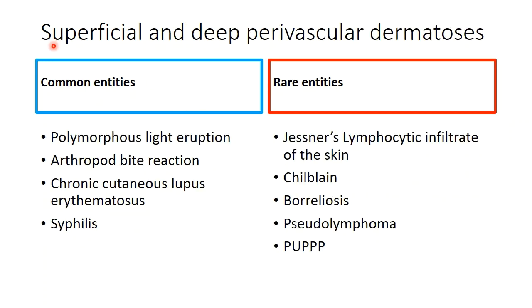Next is superficial and deep perivascular dermatosis. Under this, the common entities are polymorphous light eruption, arthropod bite reaction, chronic cutaneous lupus erythematosus, and syphilis. The rare entities are Jessner's lymphocytic infiltrate of the skin, chilblain, borreliosis, pseudolymphoma.